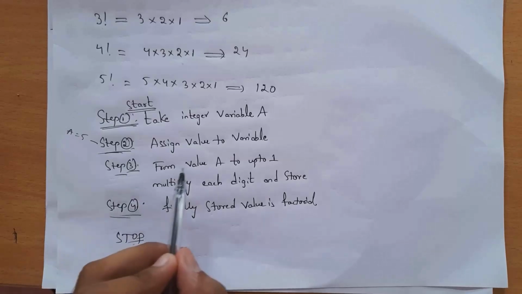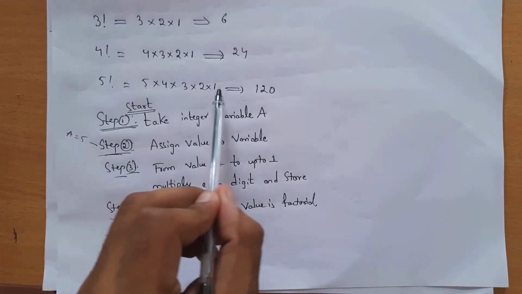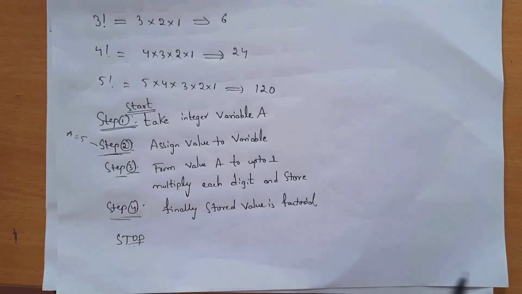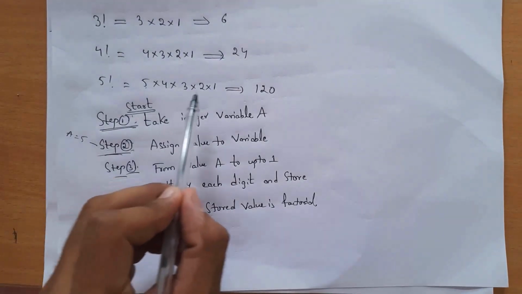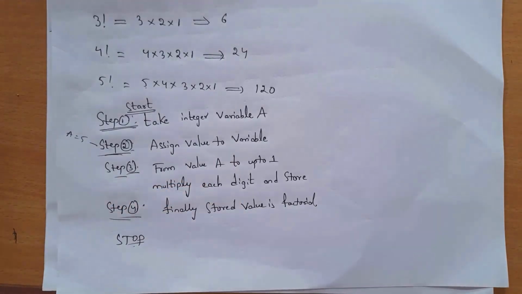And step 3 is for value a up to 1. That means from starting value a to 1, multiply each digit and store. From this value 5 till 1, we need to multiply each value and then we need to store this result. And at last, finally, stored value is factorial. This is how we find factorial, and last step is stop. This is algorithm to find factorial of a number.